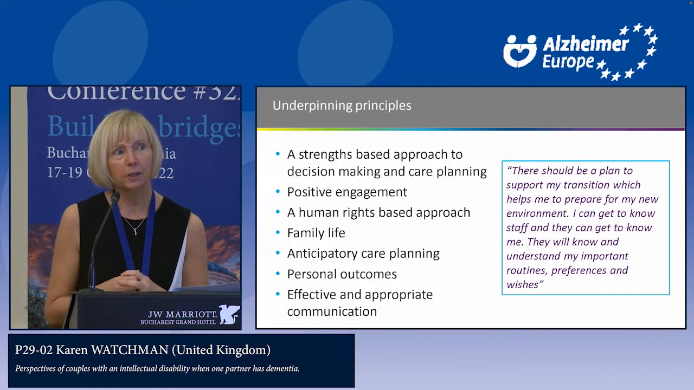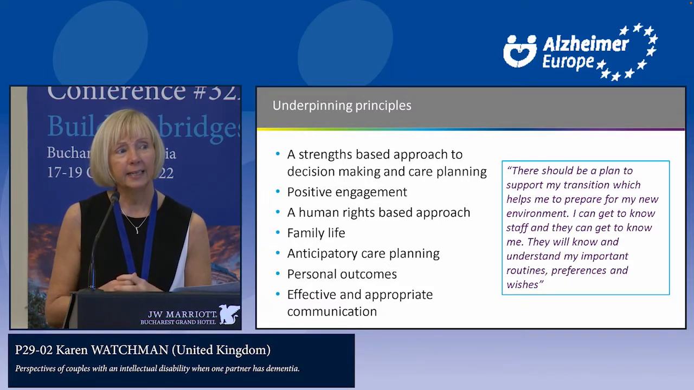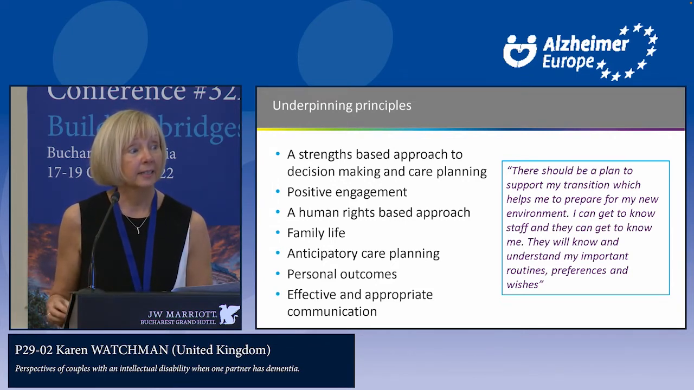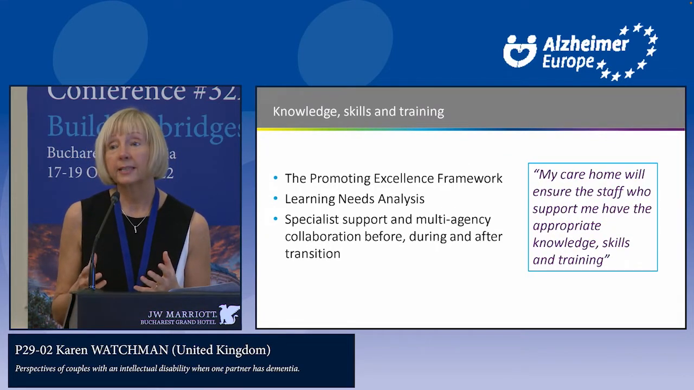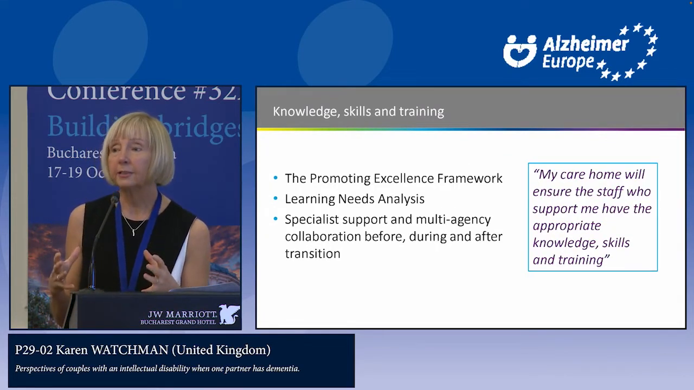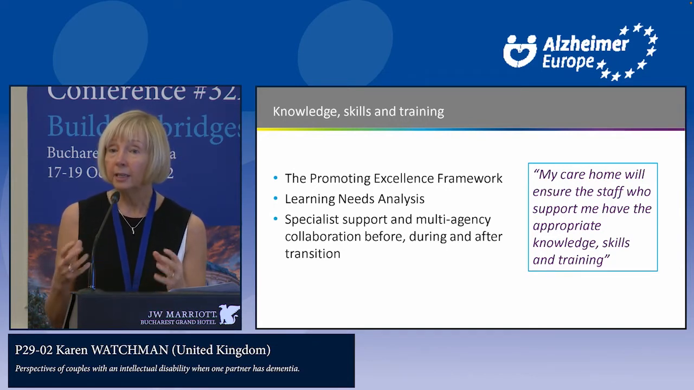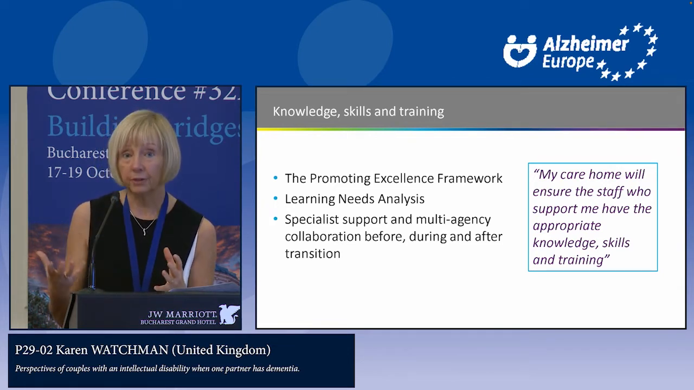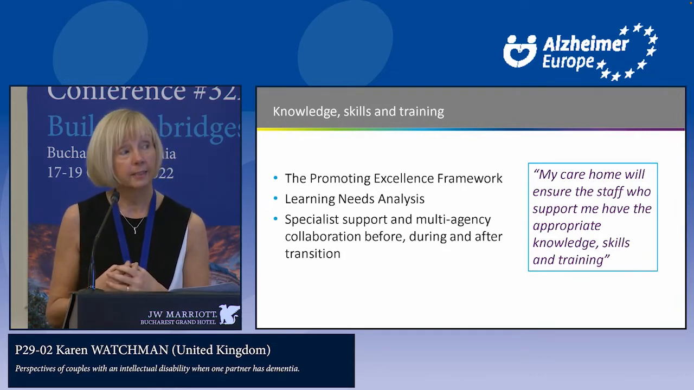So I won't read through all the quotes, but a plan to support transition, ideally, and that staff know and understand routines, preferences, and wishes. So I mentioned promoting excellence framework, and we have drawn on that, so there's a lot of familiarity for staff who've completed dementia training already, but what we're doing is we're trying to fill those gaps in terms of what might be the same or what might be different for someone with an intellectual disability when they have advanced dementia.